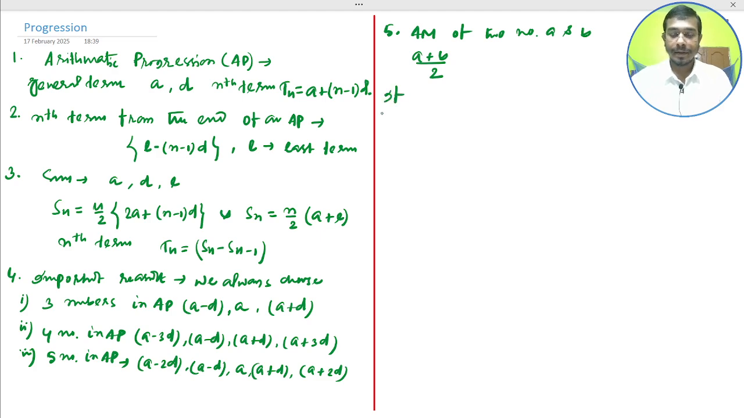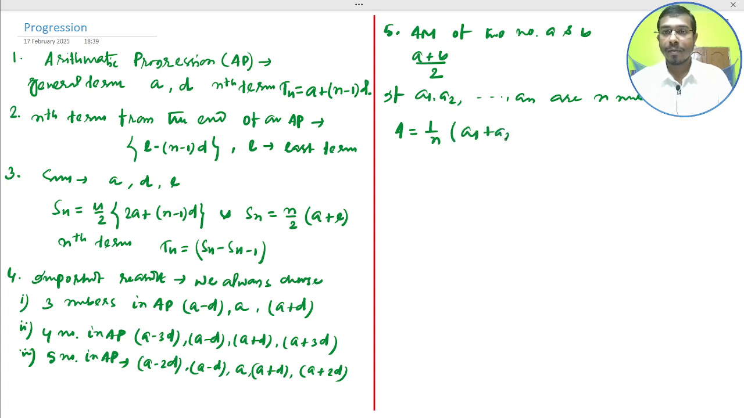If there are A1, A2, dot dot An, n numbers, then the arithmetic mean A would become 1 by n, the total number, into the sum A1 plus A2 plus dot dot plus An. Okay. Where A is the arithmetic mean, AM.